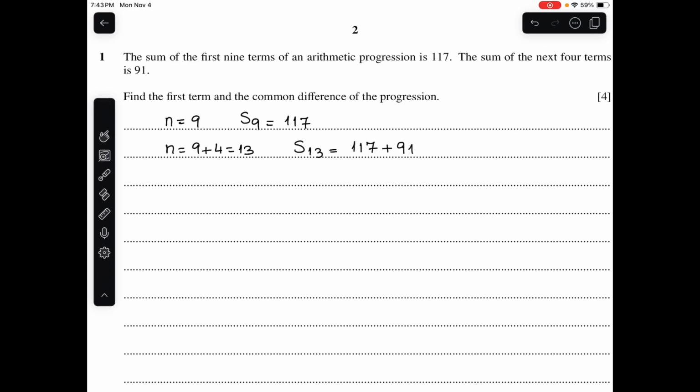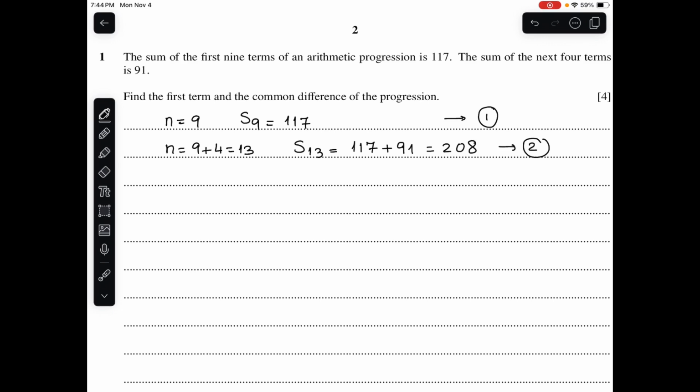This is because the sum of the next 4 terms is 91. So till the 9th term we are having 117 and you add 4 more terms. So you're going to reach 13 terms. So S13 is going to be 117 and the next 4 terms, which is 91. 117 plus 91 gives me 208. So I have here 2 key pieces of information, that is S9 is 117 and S13 is 208.